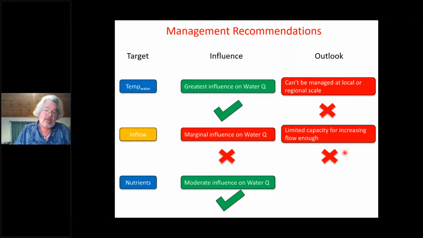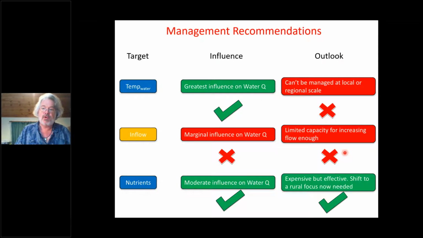And then in the intermediate range, restricting nutrients has a moderate effect on water quality. Not quite as strong maybe as temperature, but it's also manageable. It's expensive, as the wastewater upgrade showed for the city of Regina, but it is something we can control.